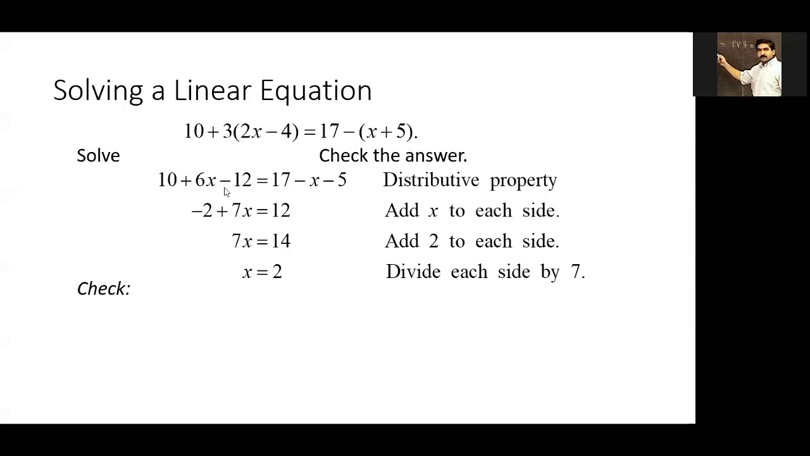here I can add x to both sides of the equation. So we've got 6x plus 1x, it should be 7x. So now I need to add 2 to both sides of the equation. You get 7x would be 12 plus 2, and then divide each term by 7. So x would be equal to 2.